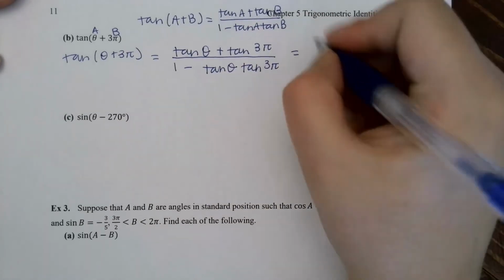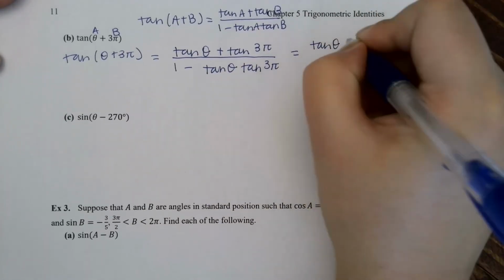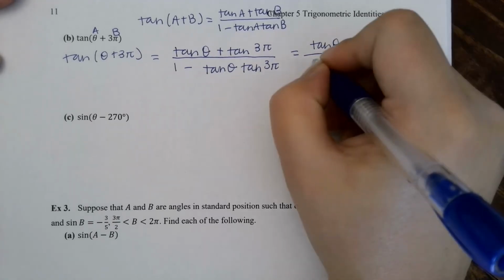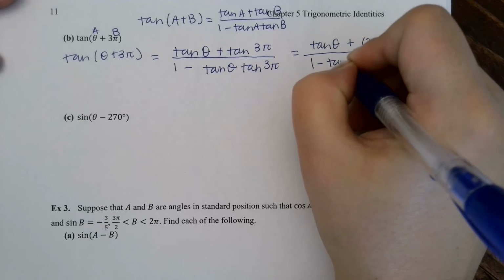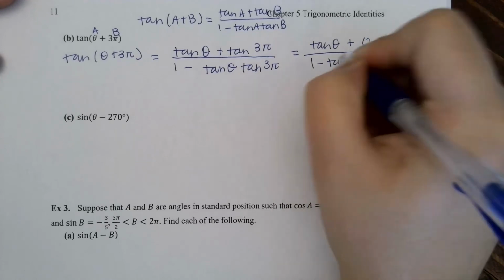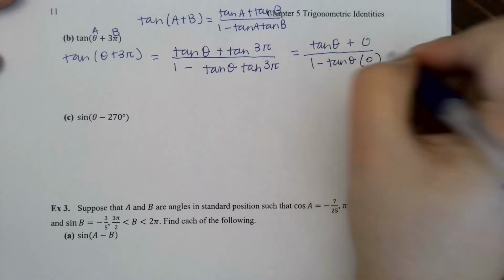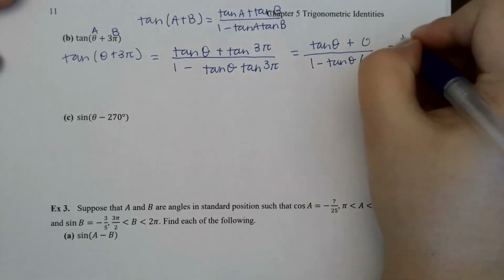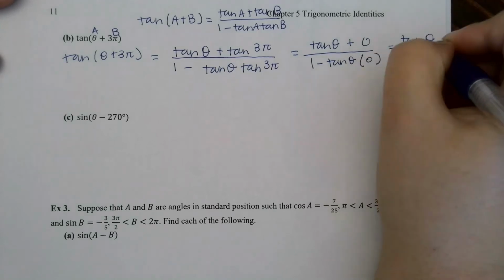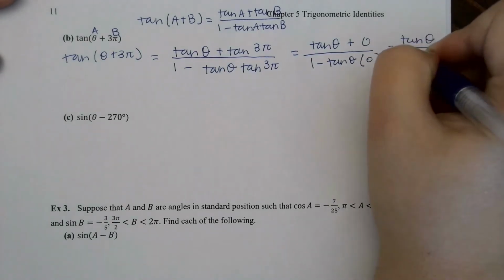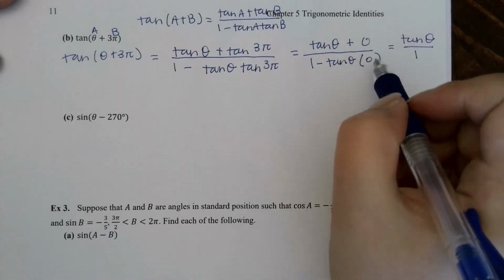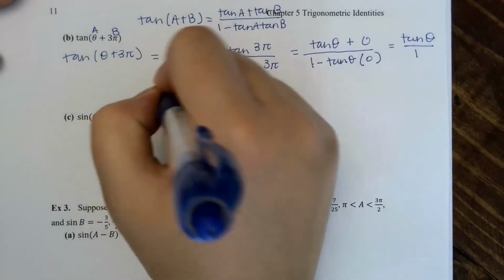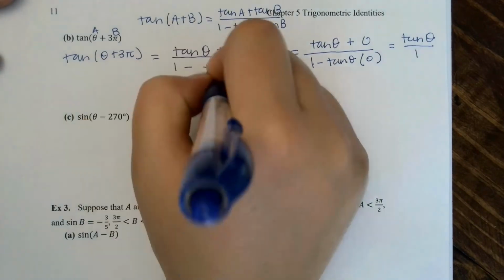Okay, so we have tangent theta, and then tangent of 3 pi is 0. So then on the bottom we have 1 minus tangent theta times 0, because tangent of 3 pi is 0 again. Okay, so this is going to leave us with tangent theta over 1, because tangent theta times 0 is 0, and then 1 minus 0 is 1. So then our answer is just tangent theta.